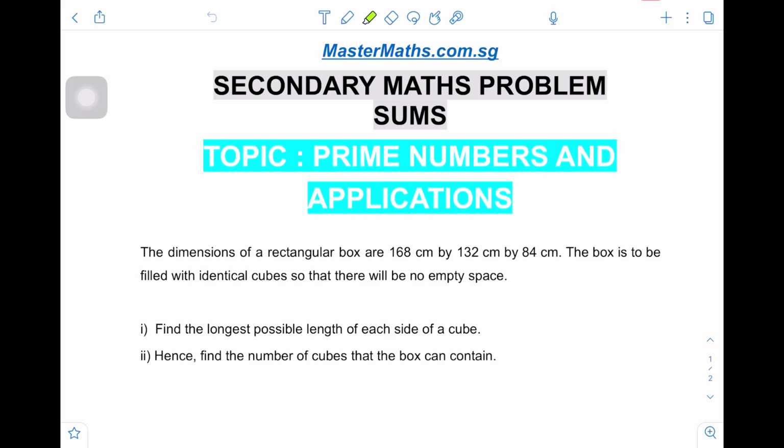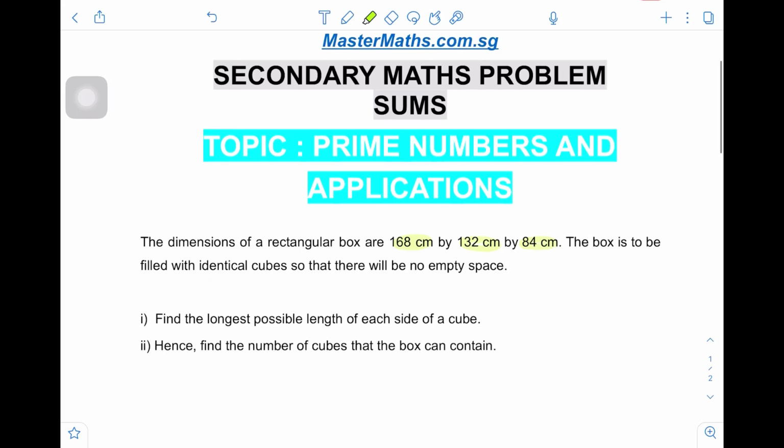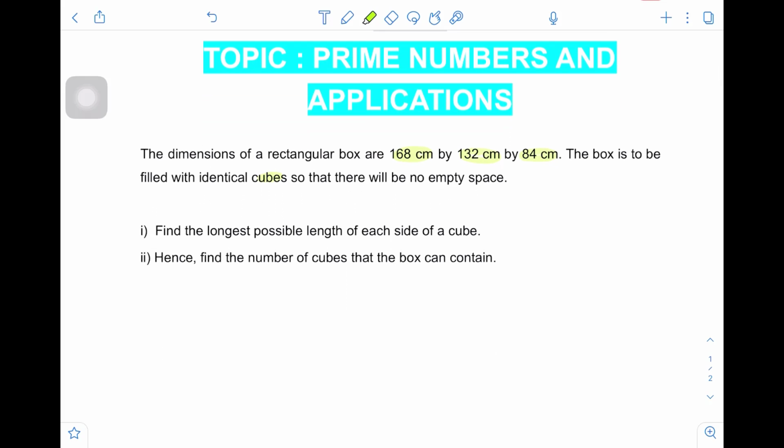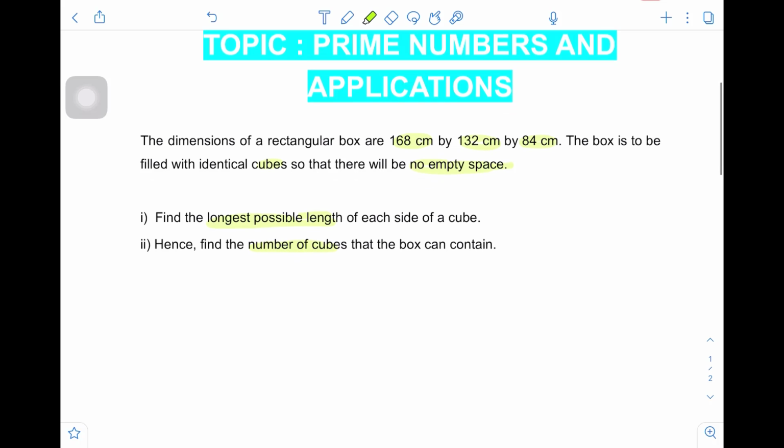The dimensions of a rectangular box are 168 by 132 by 84 cm. The box is to be filled with identical cubes so that there will be no empty space. Part 1. Find the longest possible length of each side of the cube. Hence, find the number of cubes that the box can contain.